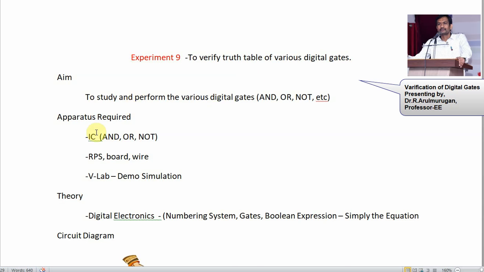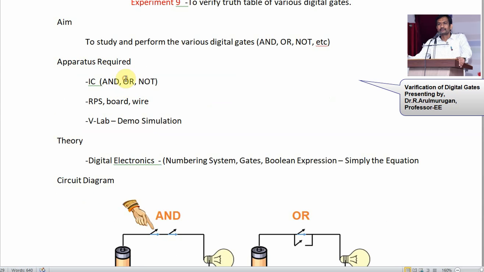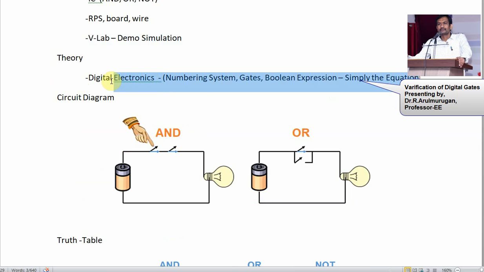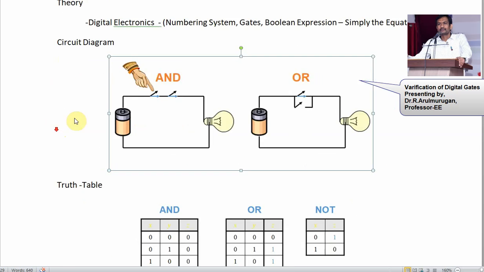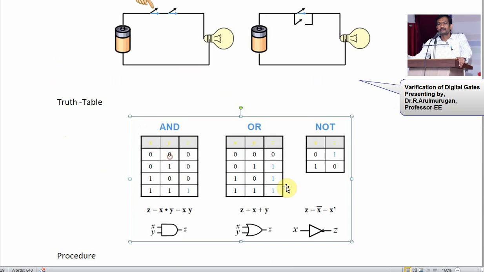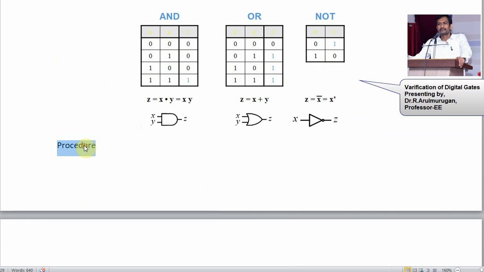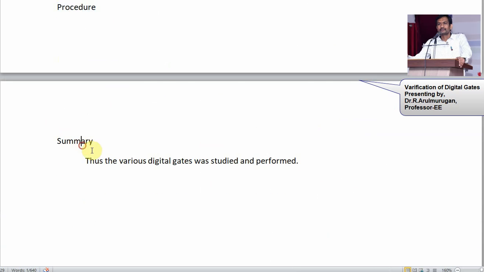Okay, so the aim and apparatus we have already discussed. Now we are going to go to the demo simulation. And the theory statement included digital electronics, circuit diagram, AND gate, OR gate, and I will show you the truth table of AND gate, OR gate and NOT gate, and the symbols. Procedure you will go and write what you are doing, and then the summary is finished.